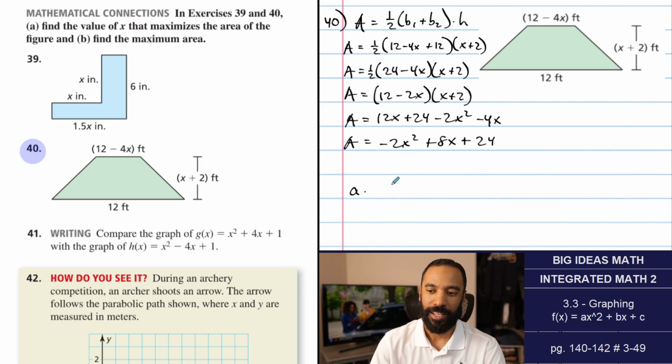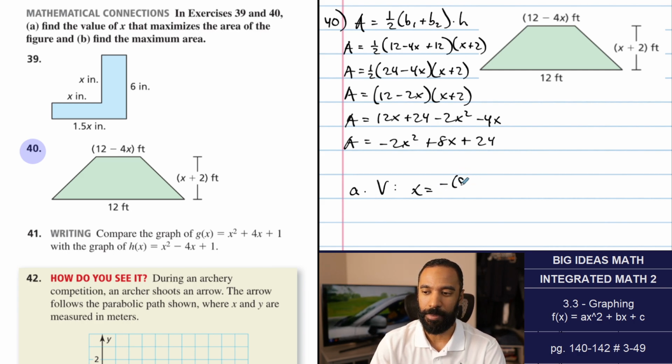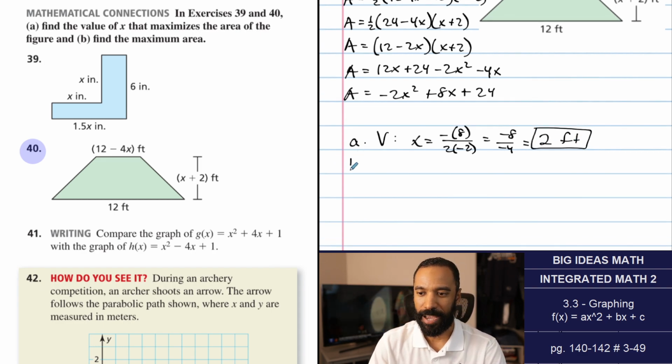So for part A, let's find the x value that'll maximize this area here. So the x value of the vertex, which is where it works, is negative b over 2a, which is negative 8 over negative 4, which is 2. This is 2 feet. That is part A.